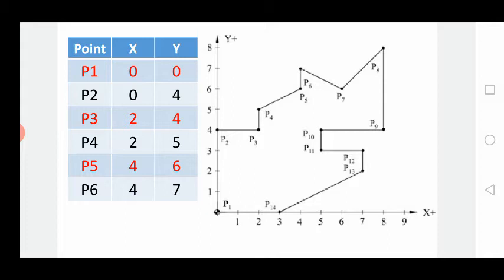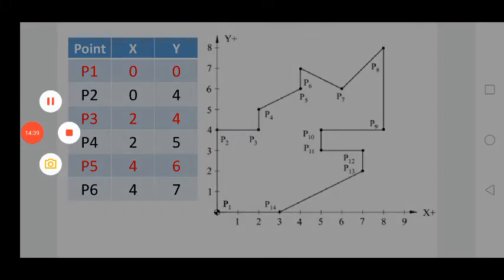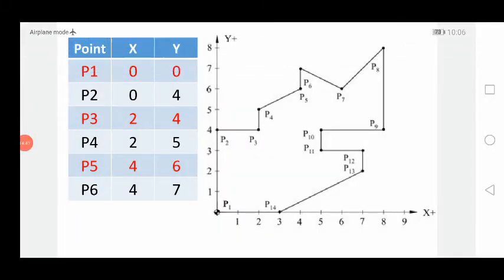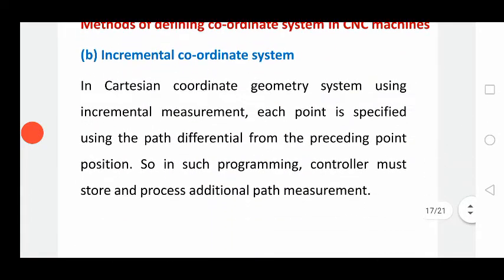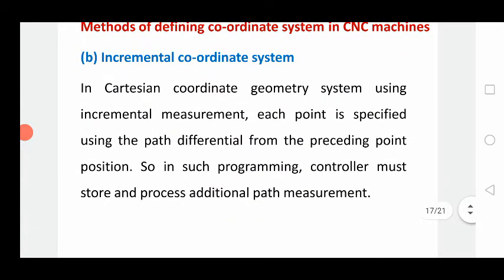So that is with respect to the origin. We are defining all the points with respect to the origin. That is what we call the absolute coordinate system. So next comes the incremental coordinate system, where the coordinates of a point are defined with respect to the previous point.